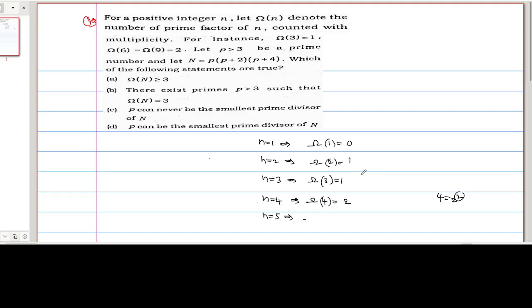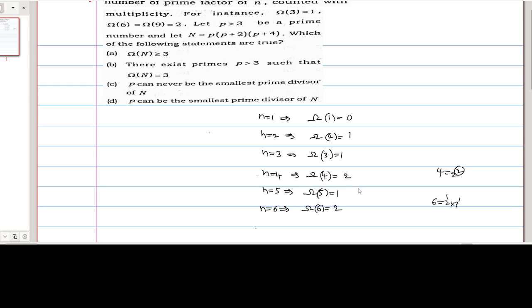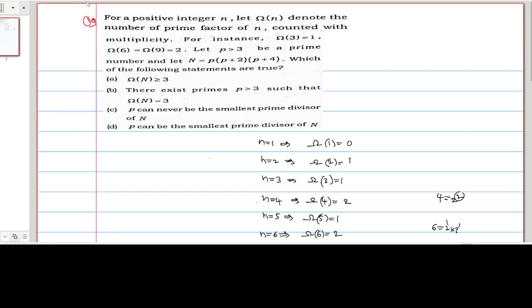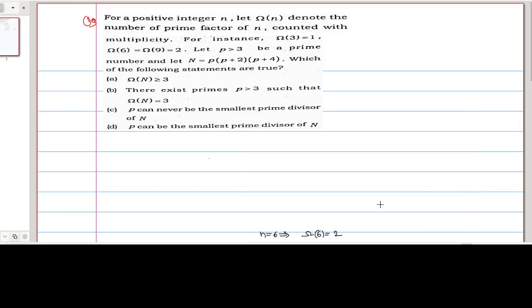n equals 5. What is omega of 5? 1 only. Suppose n equals 6. 6 can be written easily as 2 into 3. Therefore there are 2 prime factors, so this is 2. So this is the definition of omega of n. I hope you understand the definition of omega of n. Now later we'll discuss the main question.